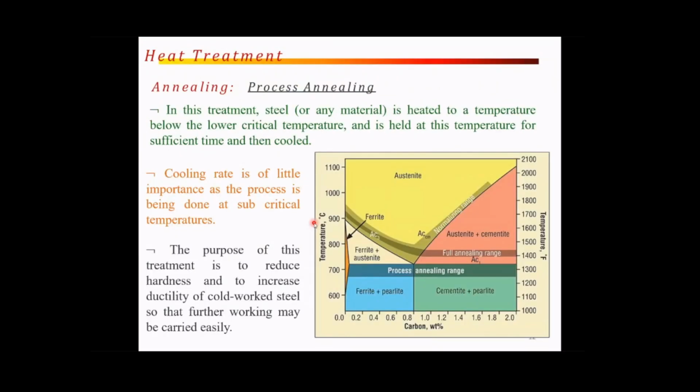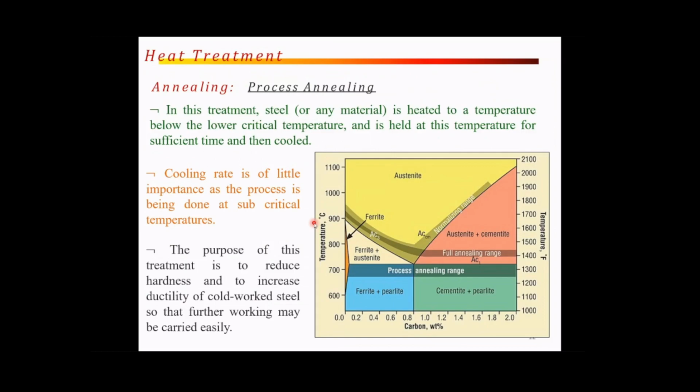In this diagram, we are going to see different types of annealing. There are four types of annealing. First one is full annealing, second one is process annealing, third one is stress relief annealing, and the final one is spheroidizing annealing.